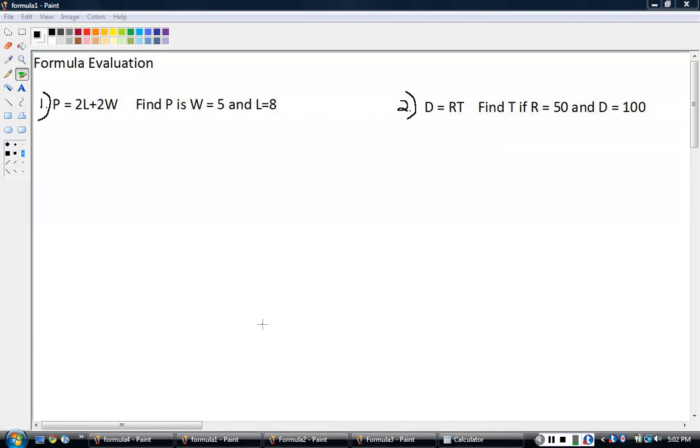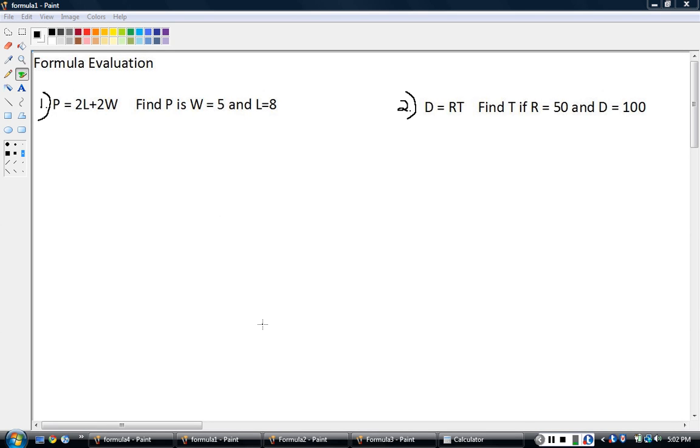Alright, so this chapter is called Formula Evaluation. So we'll be evaluating formulas. I have two examples to start this video with. The first one reads like this. This is a formula. P equals 2L plus 2W. That's actually the formula for the perimeter, P for perimeter, of a rectangle, length L, width W.